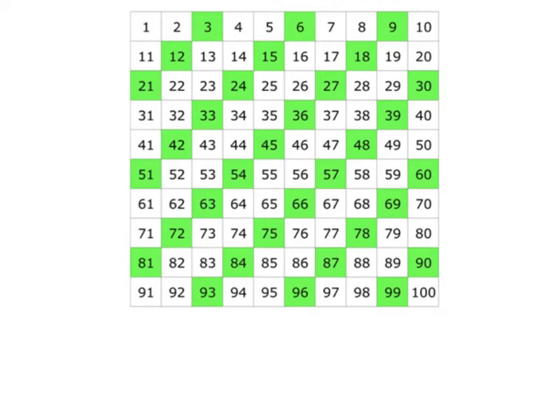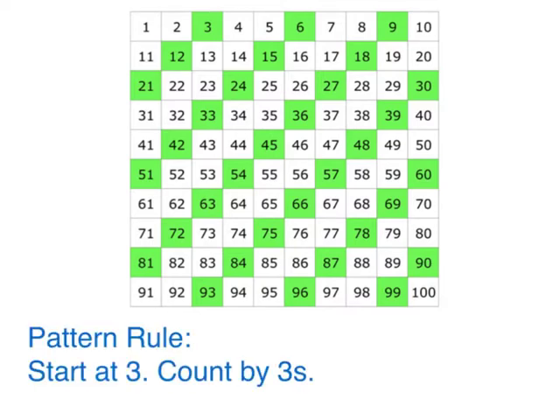So there are two ways we can describe this pattern, and we do that using a pattern rule. Our pattern rule states that we start at 3 and we count by threes. So a pattern rule always tells us what number we start at in our pattern and then how the numbers change.